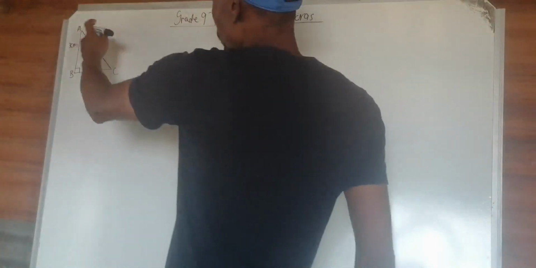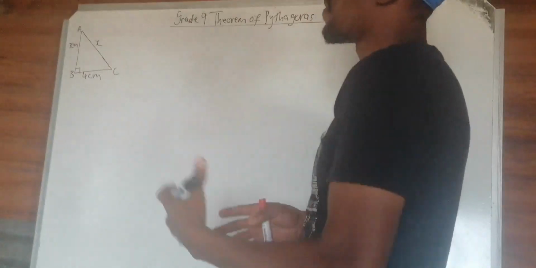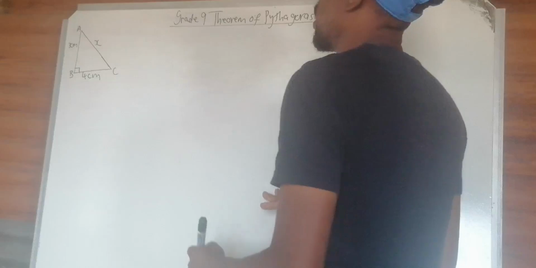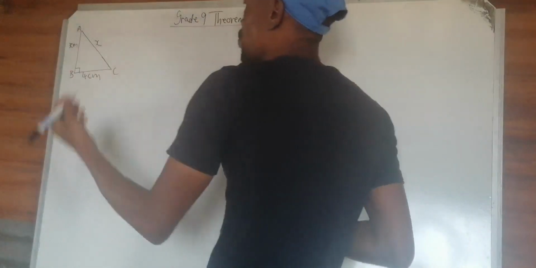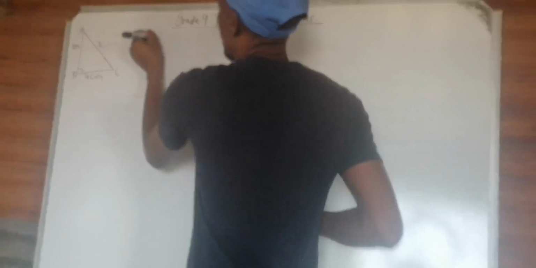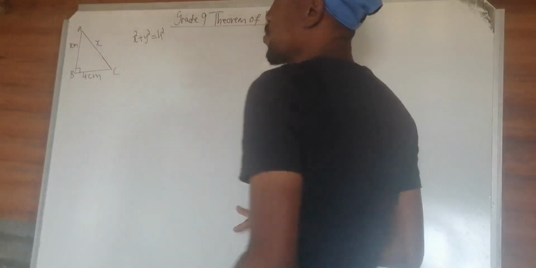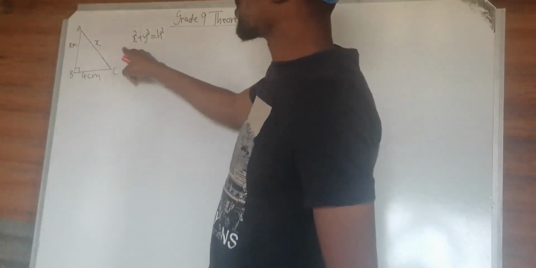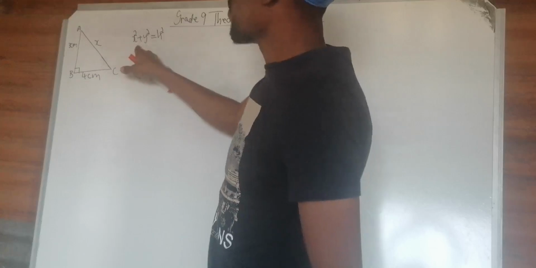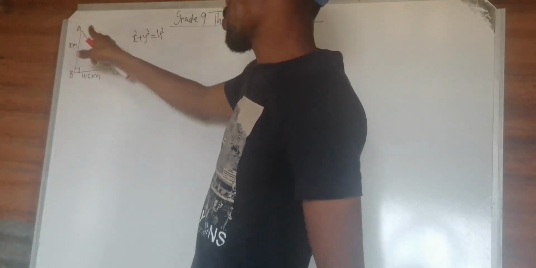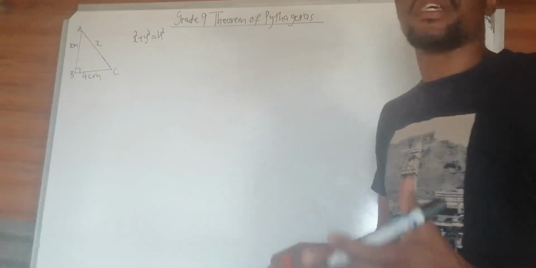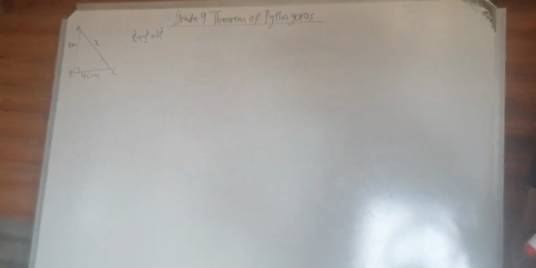Right. So if you were to find the value of x, which we call the hypotenuse, you will use what we call the theorem of Pythagoras. x squared plus y squared equals the hypotenuse squared. So the adjacent side, that is a squared, plus the opposite side, that is a squared, will give you the size of the hypotenuse, which is also squared.